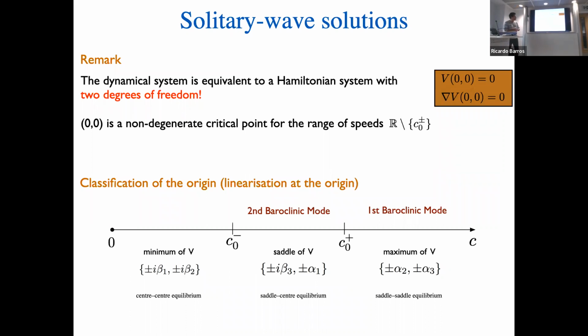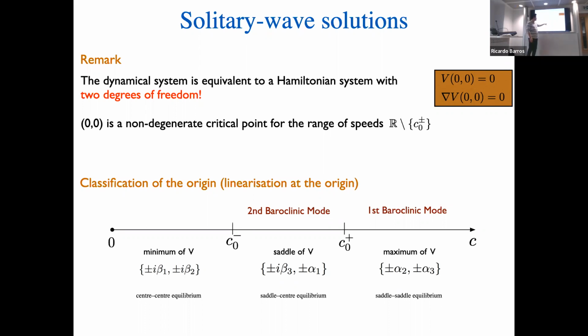Depending on the speed, c is always a parameter, right? And depending on the speed, it will have different signatures for your eigenvalues. For example, for the first baroclinic mode, which is waves traveling at higher speeds than C0 plus, in terms of signatures of the eigenvalues, you have 4 real eigenvalues, 2 positive, 2 negative. And in terms of the surface of the potential, you have a maximum of the surface of the potential.